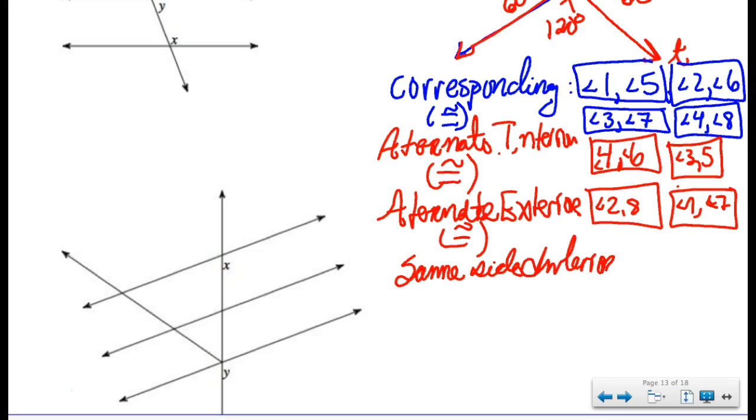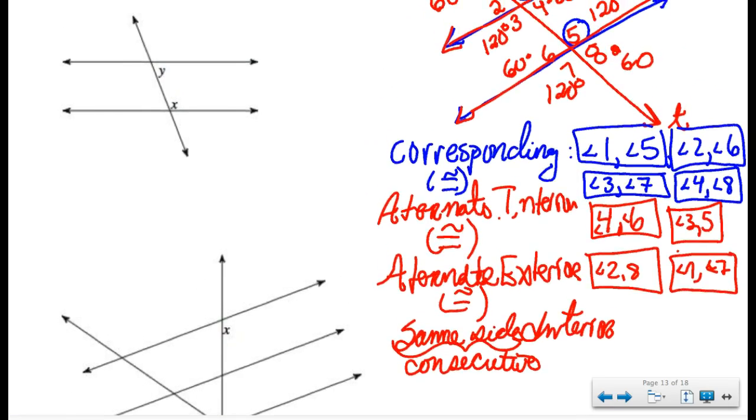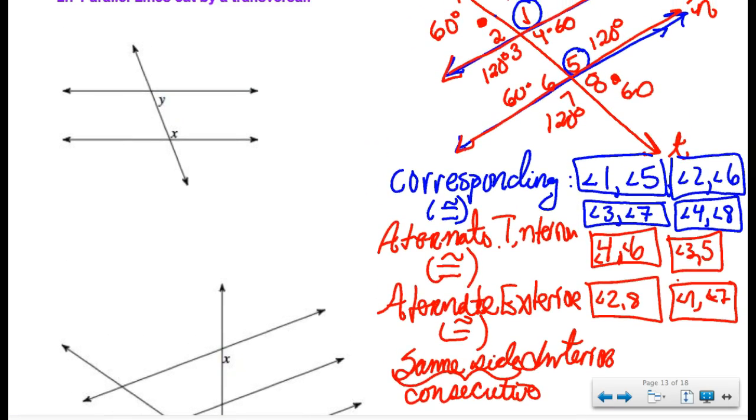It kind of depends on what kind of textbooks you use. Some textbooks will call this consecutive interior. So they have to be inside the parallel lines, but on the same side. Inside the parallel lines are 3, 4, 5, and 6, but the ones on the same side of the transversal would be angle 3 and angle 6. They're both to the left, and angle 4 and angle 5, which are both to the right.